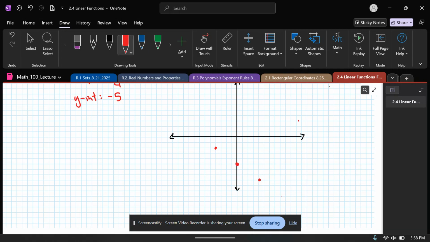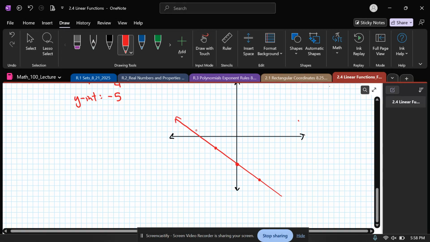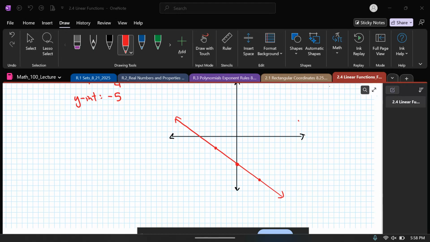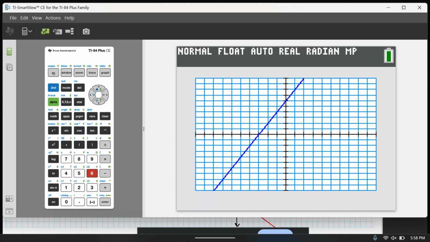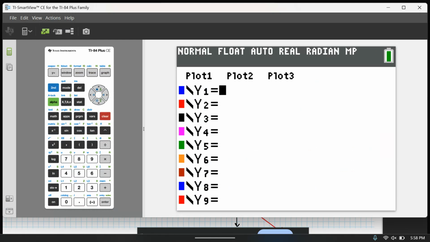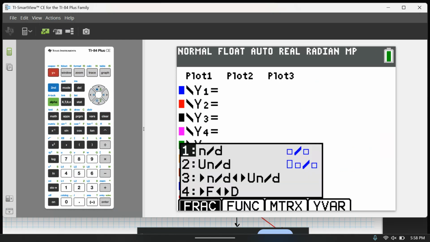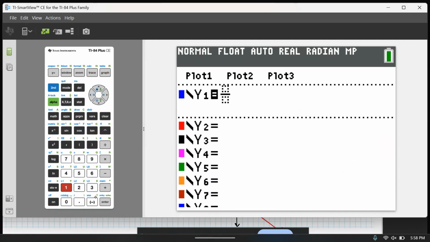And there we go. If I graph that with the calculator, let's do that. Y equals. So I'm going to use my fraction button. So alpha y equals the fraction. I'm going to put the negative 3 up top, and then press the right arrow key and then put the x beside it. Make sure the x is not down in the bottom with the 4. And then minus 5.